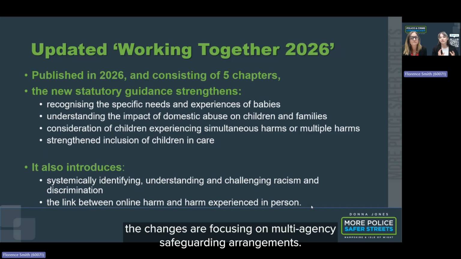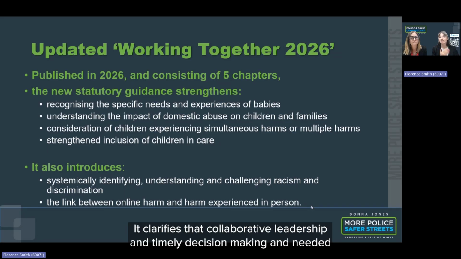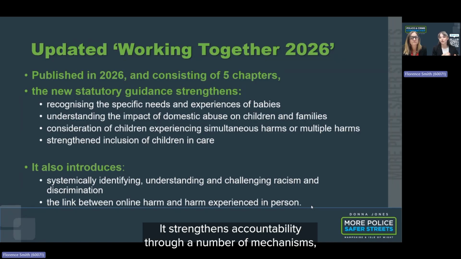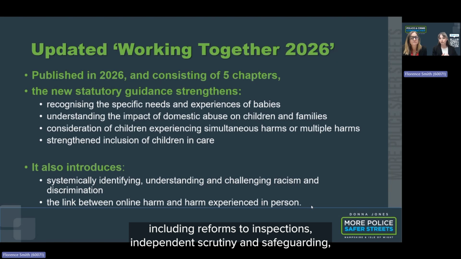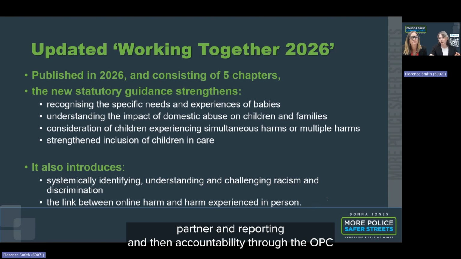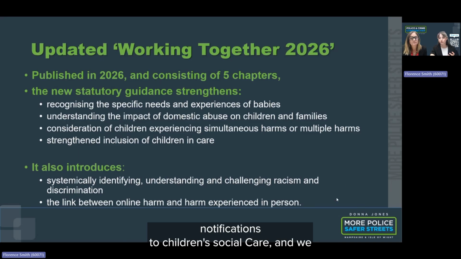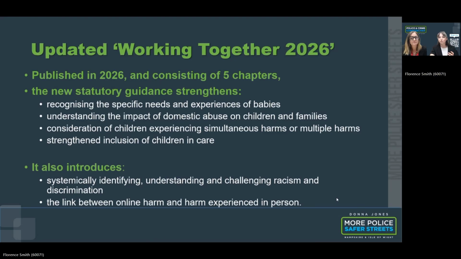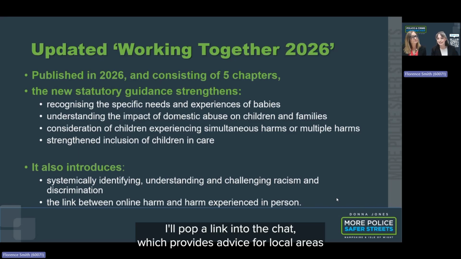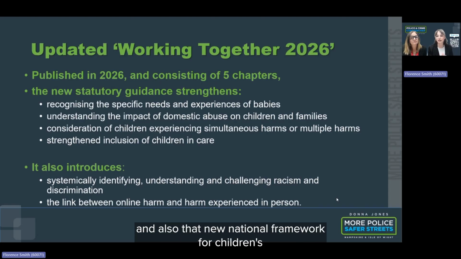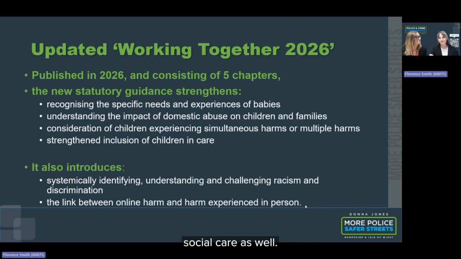And then for chapter 2, the changes are focusing on multi-agency safeguarding arrangements. It clarifies that collaborative leadership and timely decision making are needed for effective multi-agency working and addressing systemic issues. It strengthens accountability through a number of mechanisms, including reforms to inspections, independent scrutiny, and safeguarding partner reporting. And then accountability through the OPCC will be done through the quarterly reporting of safeguarding notifications to children's social care. And towards the end, I'll pop a link into the chat which provides advice for local areas on how they can embed Working Together guidance and also that new national framework for children's social care as well.